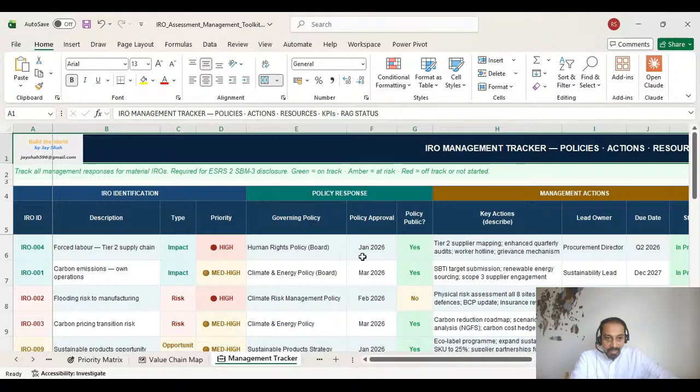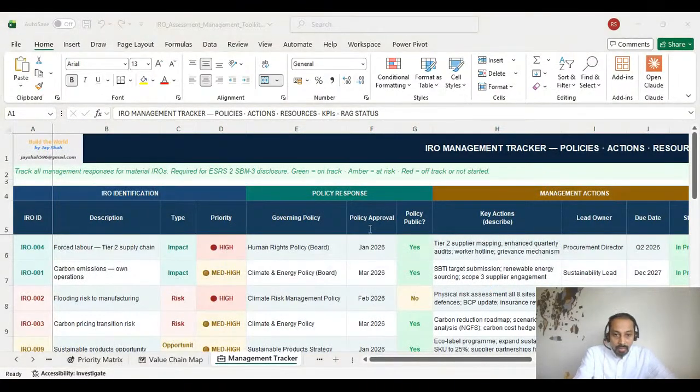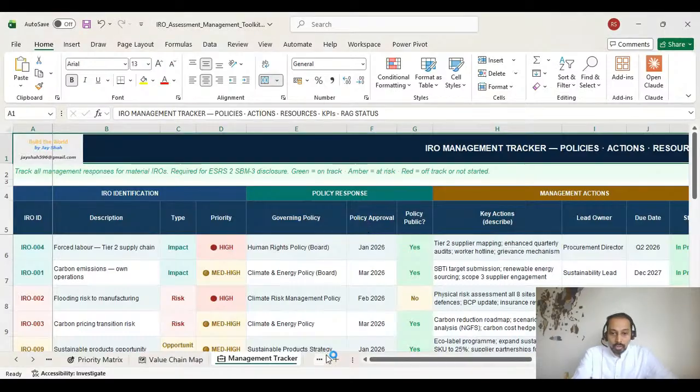Then the management tracker, how it works. I have shown you one of the case studies, and similar case studies I have put in here as well. So you can see the overall management tracker for 12 priority areas with full policies, actions, resources, capex, opex, FTE, KPIs, also with baseline, target, current values, progress percentage, all this stuff, and including the RAG status. So it fits directly into the ESRS SBM-3 disclosure, and you will have your report ready.